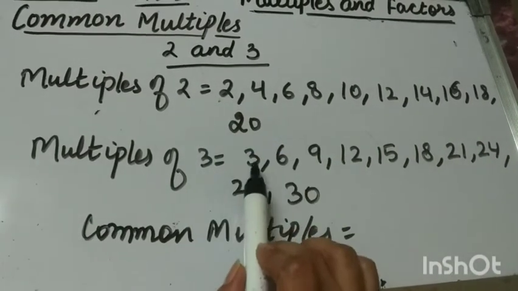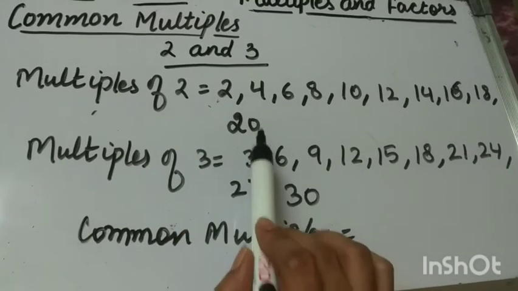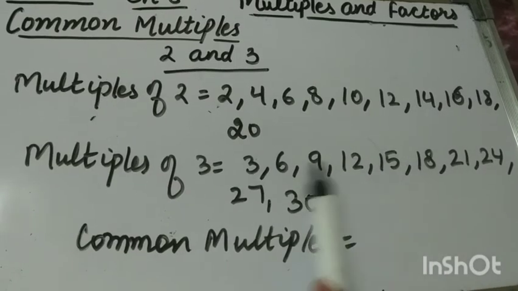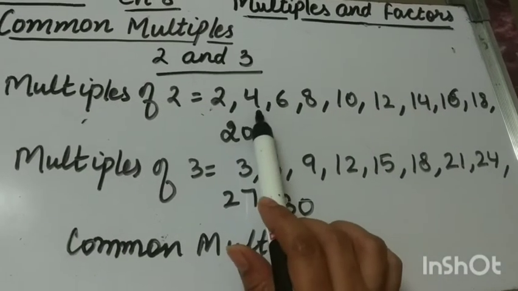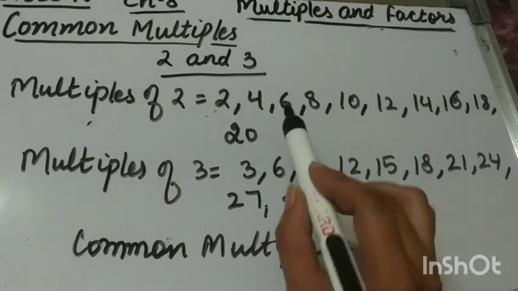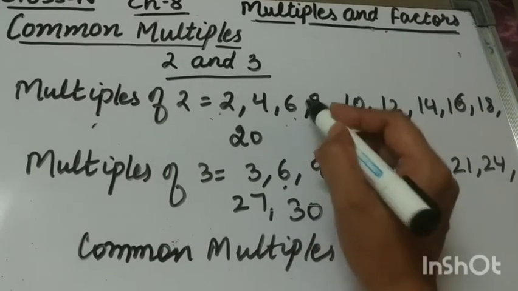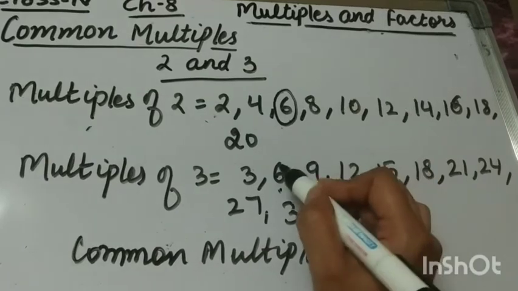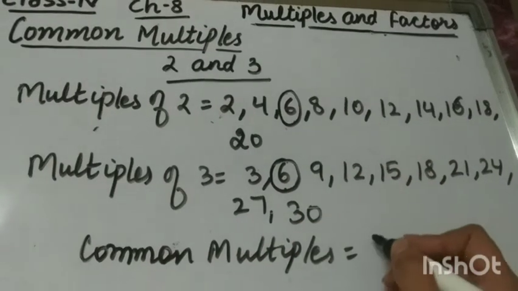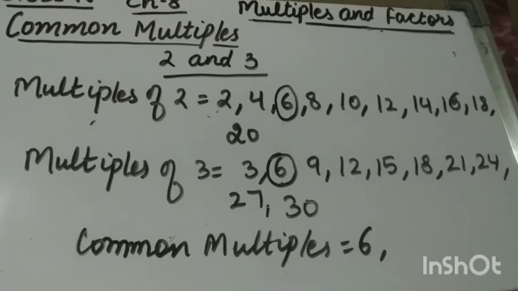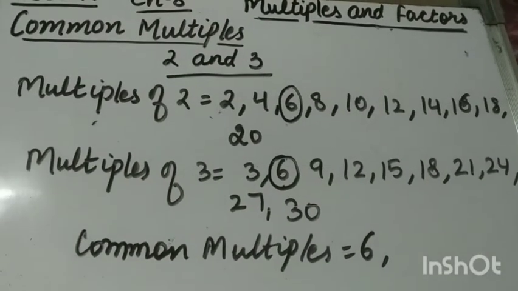2 is not in 3, that means 2 is not a common multiple of 2 and 3. 4 is also not in these numbers, that means 4 is also not a common multiple. Next comes 6. See, 6 is in both 2 and 3. 6 is in 2 and 6 is in 3, that means 6 is a common multiple of 2 and 3. Okay, after this, which common multiple comes next?